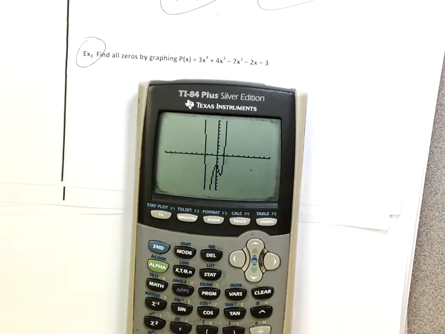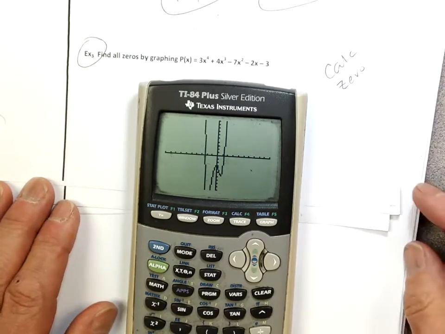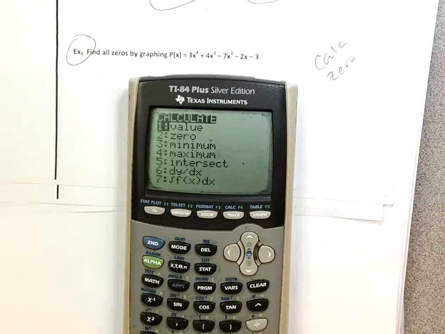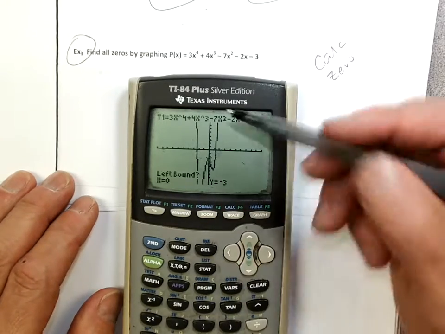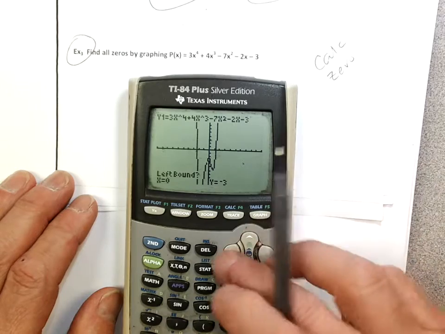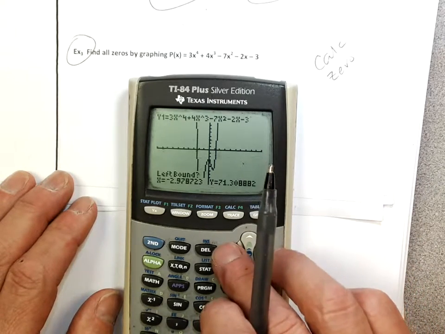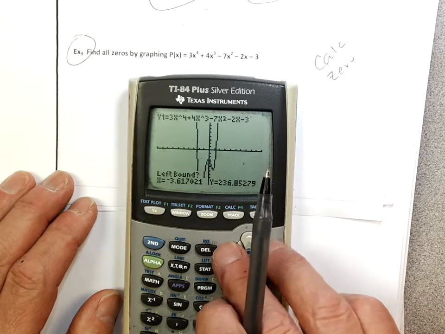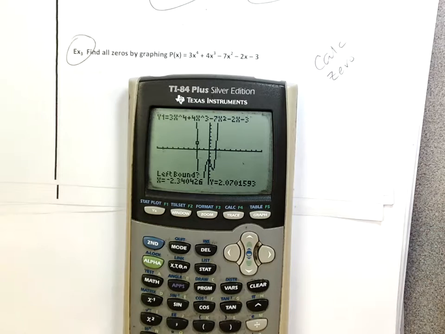So let's find them. So let's go to calculate 0. Second, calculate. There's my 0. Let's find the one on the left first. So let's move the cursor all the way over. Now left bound would actually be above it. So even though it's above it, it really is left of it because it says left bound. So I'm going to lock it in, enter.